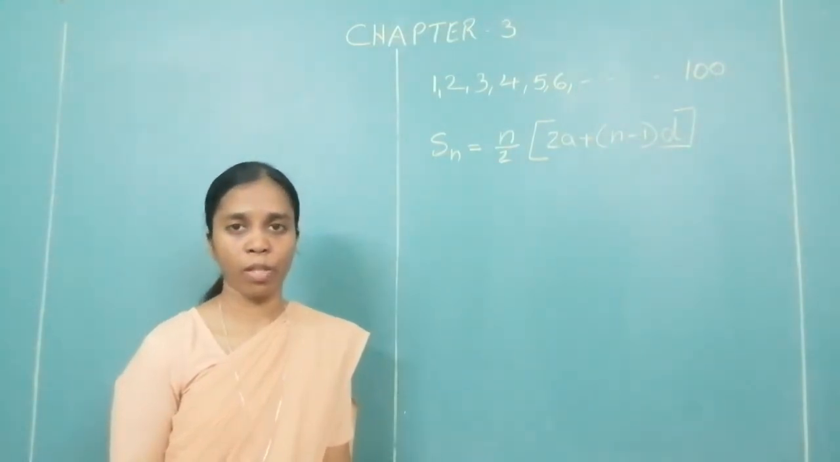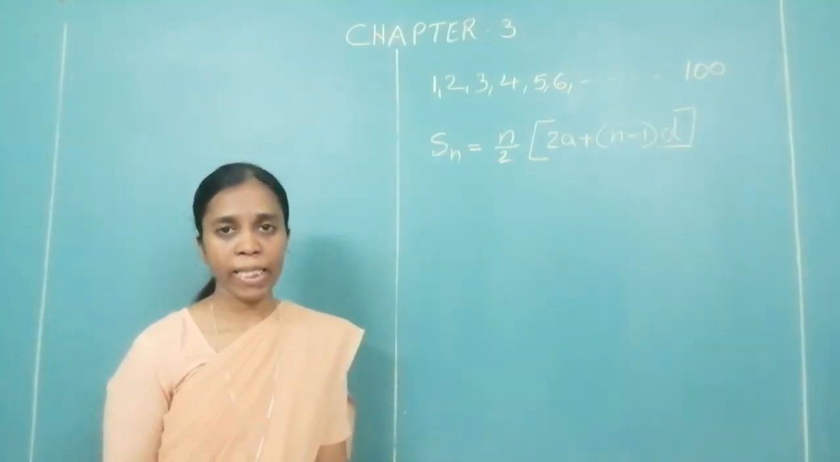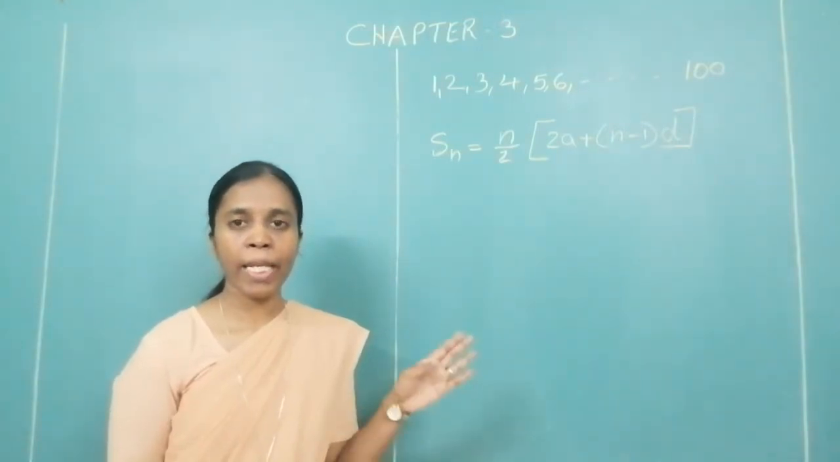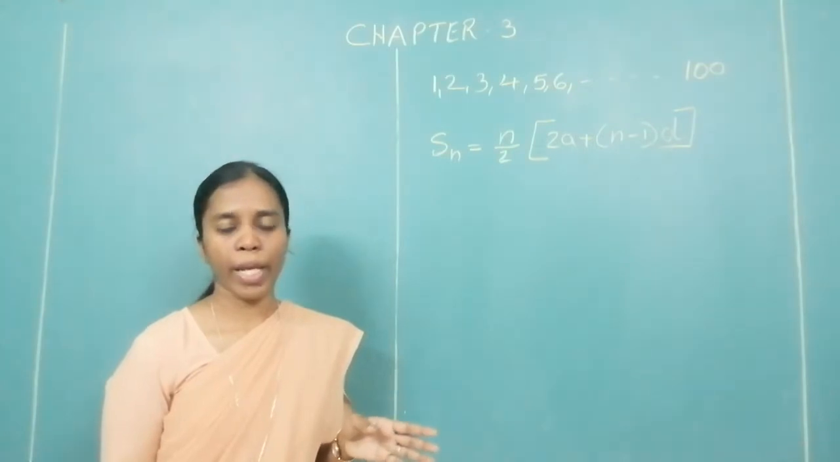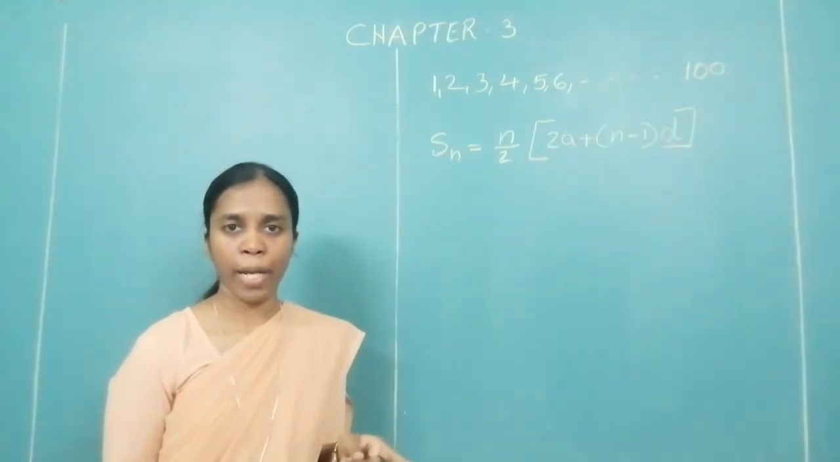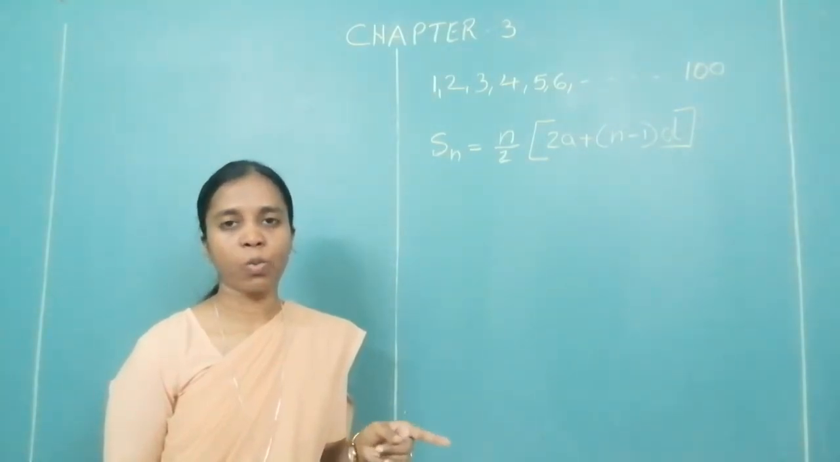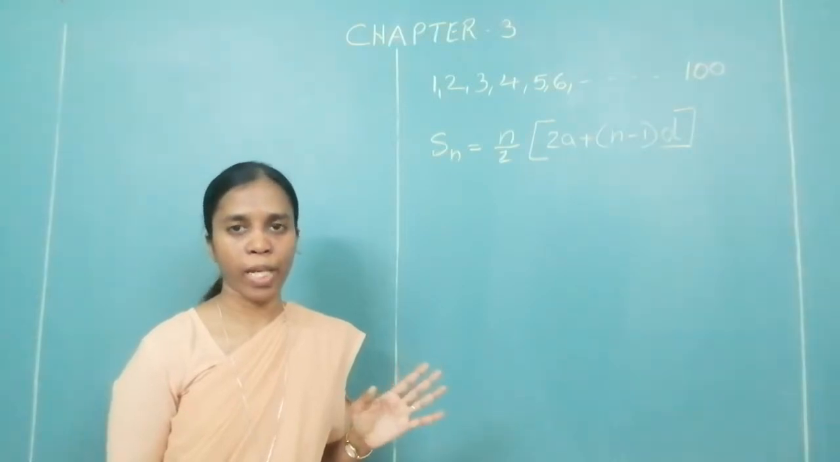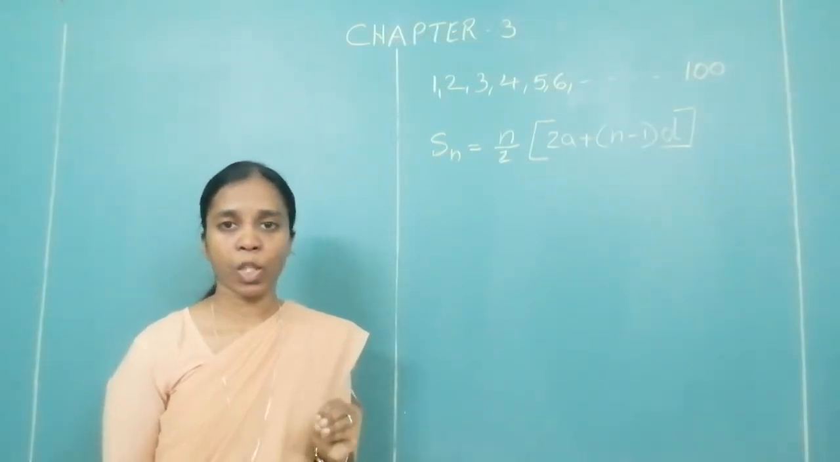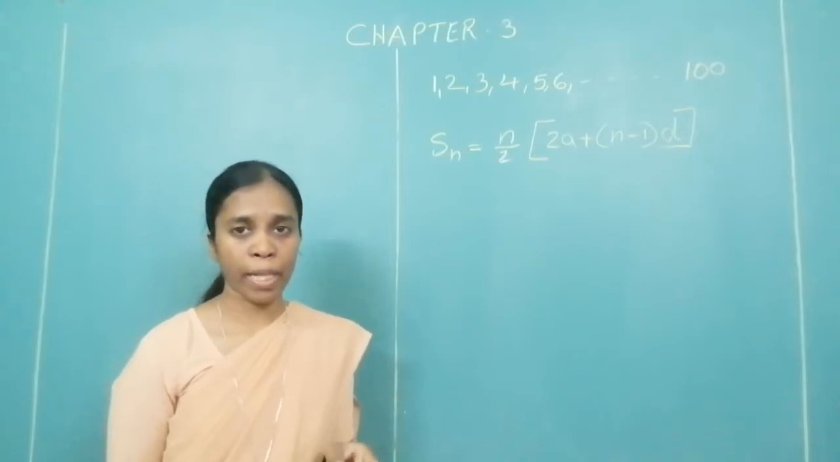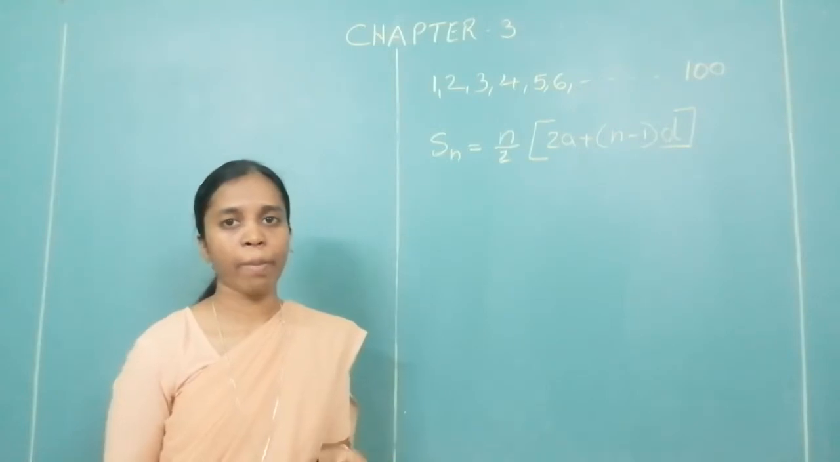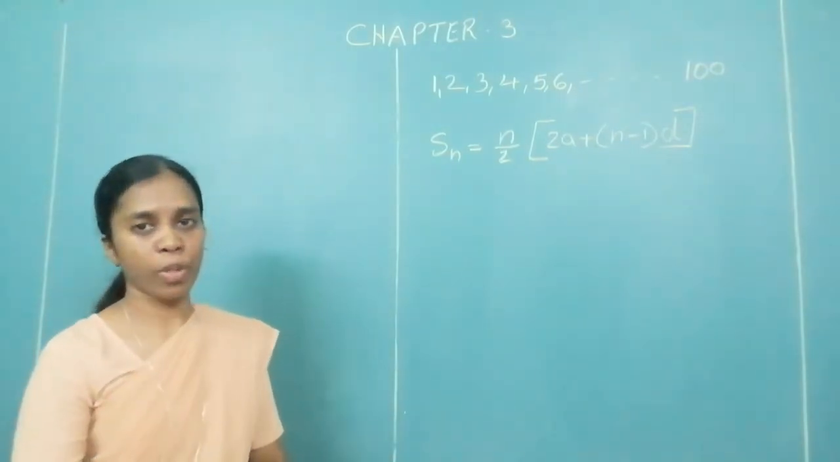We have a formula. What is the formula? Sn is equal to n upon 2 bracket 2a plus bracket n minus 1 into d. I repeat, Sn is equal to n upon 2 bracket 2a plus bracket n minus 1 into d.